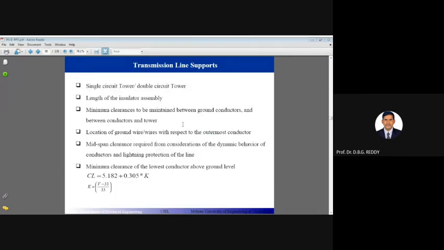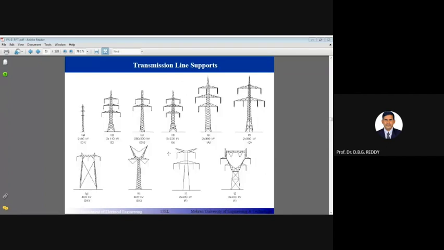Now, the transmission line support. It has a single circuit or double circuit, and the length of the insulator assembly depends on the minimum clearance of the lowest conductor above the ground, which we have seen in the above slide. These are the various structures and you can see the ground clearance for all the structures. This is also a very frequently asked question: how to select a good structure.